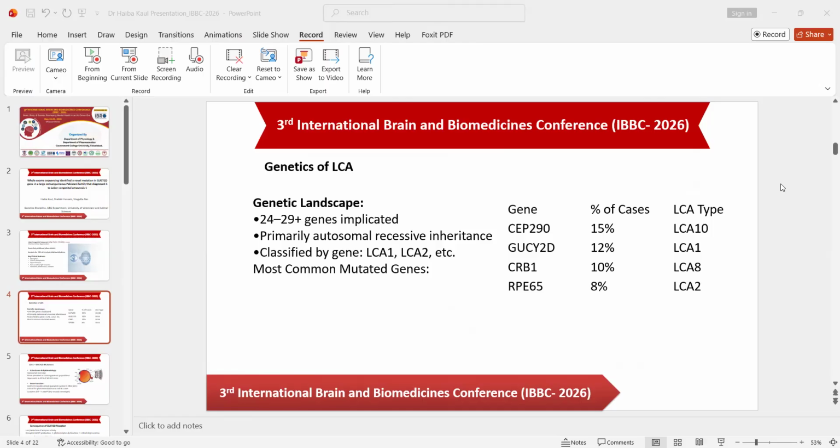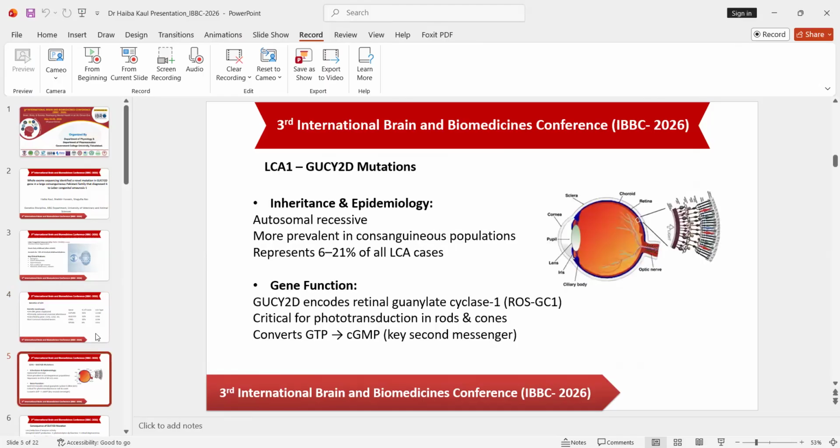If you look at this picture, you can see here that in LCA1, GUCY2D mutations, this gene encodes an enzyme known as ROS-GC1. It's an enzyme that is important for the phototransduction of rods and cones, and it converts GTP to cyclic GMP. And cyclic GMP is essential for the regeneration of the phototransduction channel.